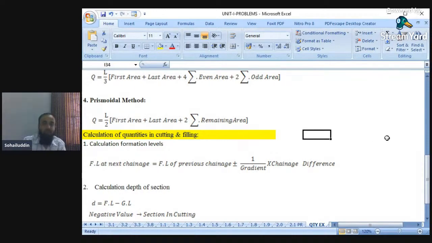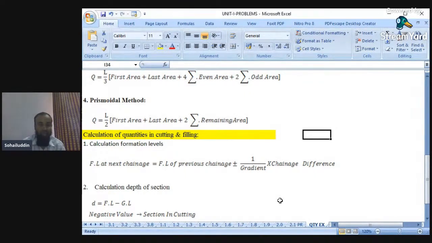Next, this concept is again most important to find out: the calculation of quantity in cutting and filling, that is, the calculation for formation level, where we are laying the road. That level is called the formation level. The formation level is the top level where the traffic will be moving.